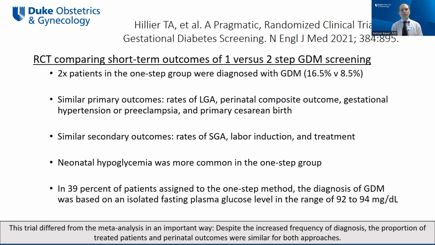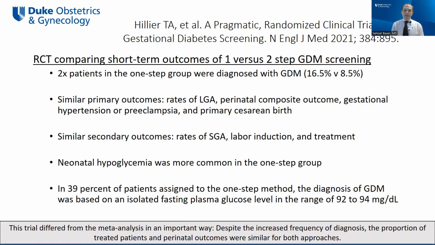There were similar primary outcomes of rate of LGA, perinatal composite outcomes, gestational hypertension, and cesarean. Their secondary outcomes were also similar: SGA, labor induction, and treatment. Hypoglycemia was more common in the one-step group. Remember, there were twice as many patients diagnosed in that group. And interestingly, in 39% of patients assigned to the one-step method, the diagnosis of gestational diabetes was based on an isolated fasting plasma glucose within the range of 92 to 94.